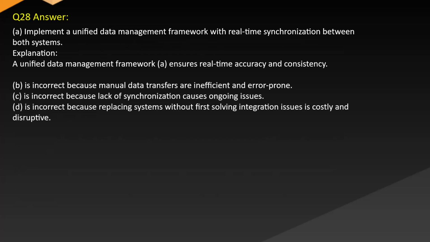Answer: A. Implement a unified data management framework with real-time synchronization between both systems. Explanation: A unified data management framework ensures real-time accuracy and consistency. B is incorrect because manual data transfers are inefficient and error-prone. C is incorrect because lack of synchronization causes ongoing issues. D is incorrect because replacing systems without first solving integration issues is costly and disruptive.